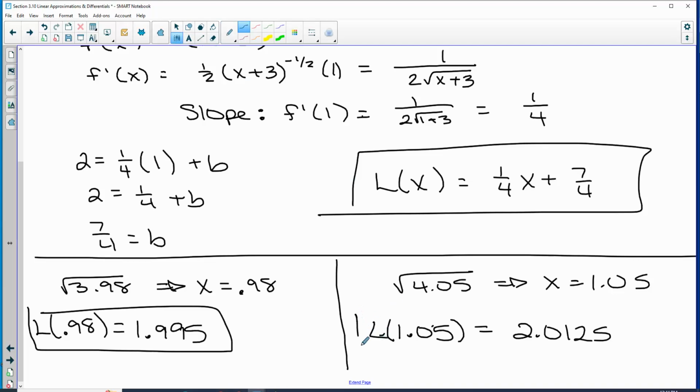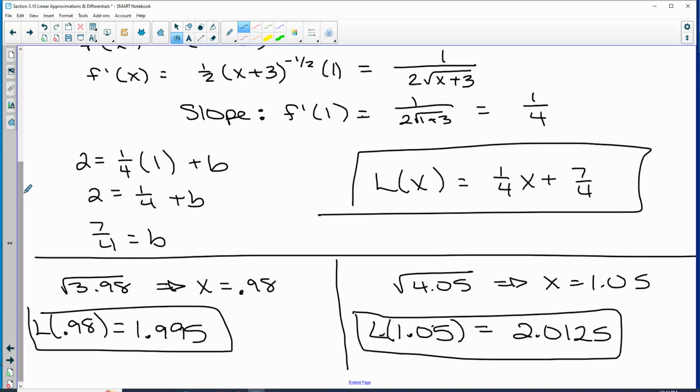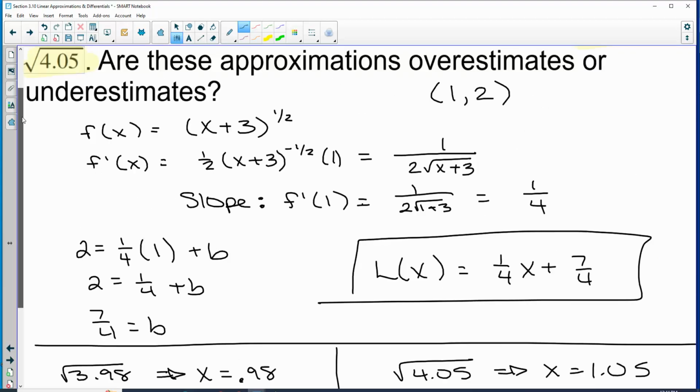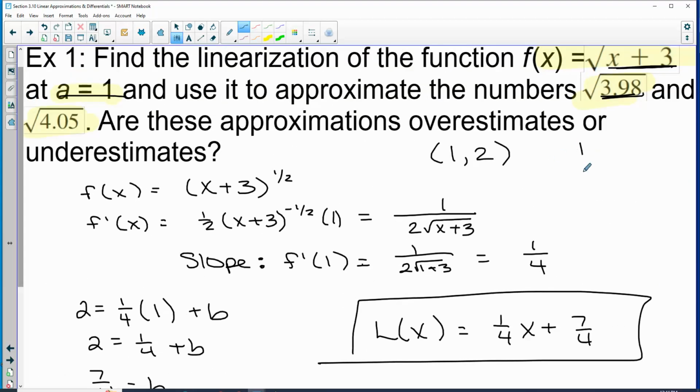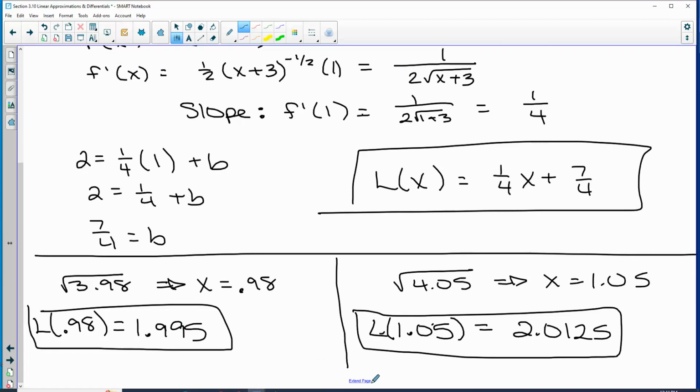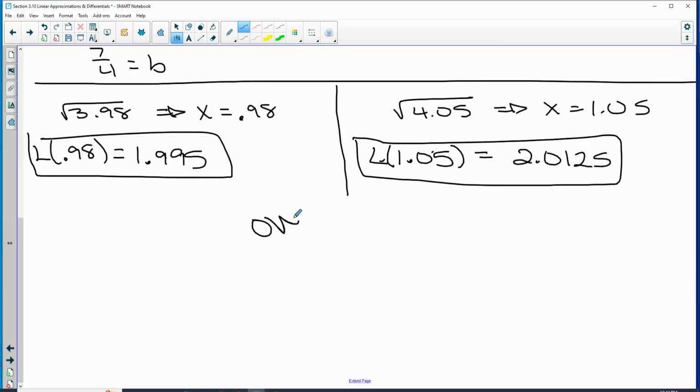Alright, so we've got our two linearizations. I also asked if these were over or under approximations. So a couple ways you could think about it. You could do the square root of 3.98 and see if this is higher or lower. We could also think about a graph. Square root looks like this. The +3 moved it to the left. So if you are drawing a tangent line, is it going to be above or below this curve? Above. So that means these approximations are overestimates because they came from a line above.